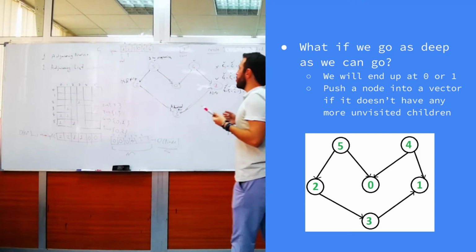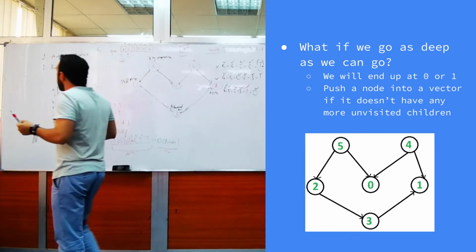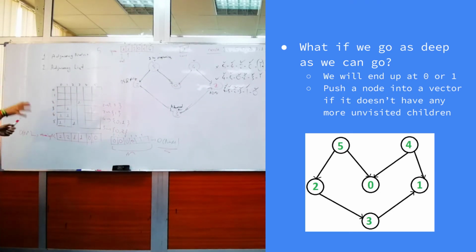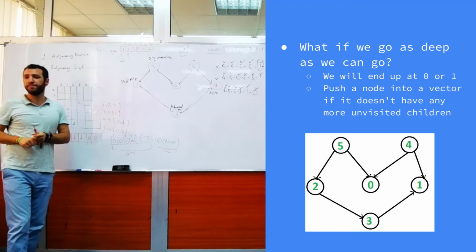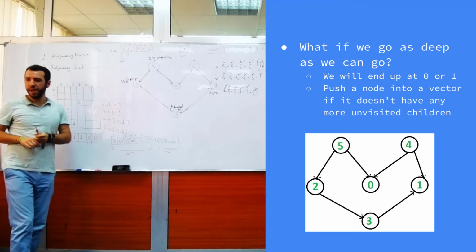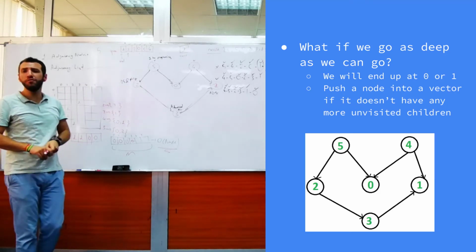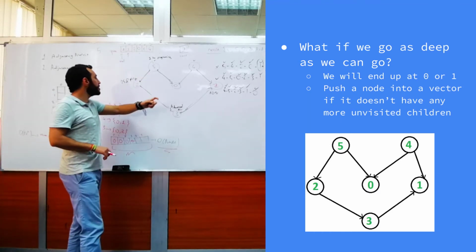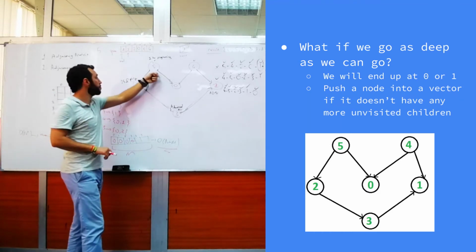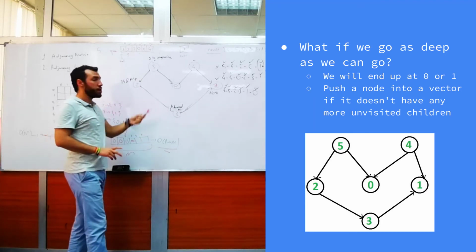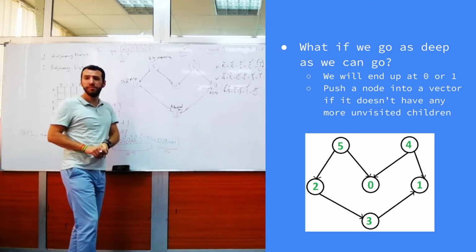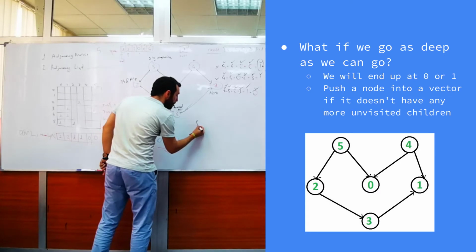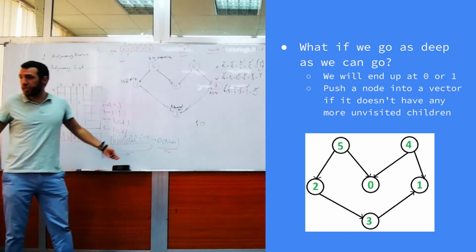If we push a node into the list when it has no unvisited child, what will happen? Let's start execution from 5 and let's apply BFS. Sorry, DFS. Let's say first we go to the smaller child. 5 is going to go to 0. Is there any place 0 can go? No. Therefore, 0 is going to be added, right? Because all of its children are visited.